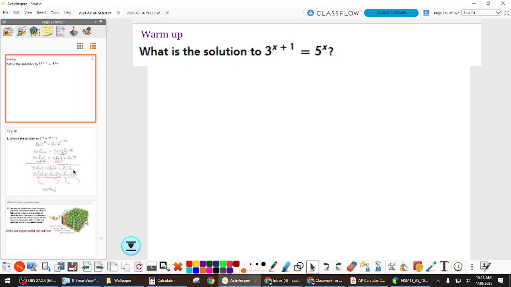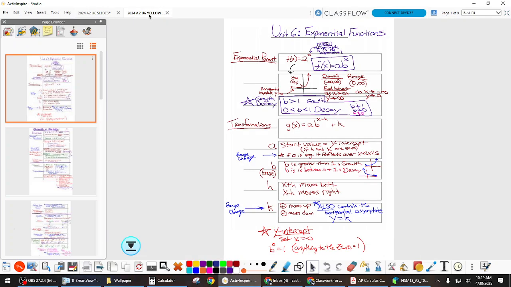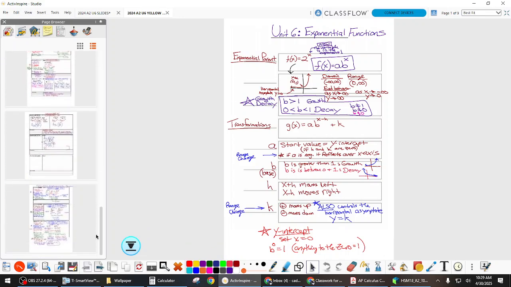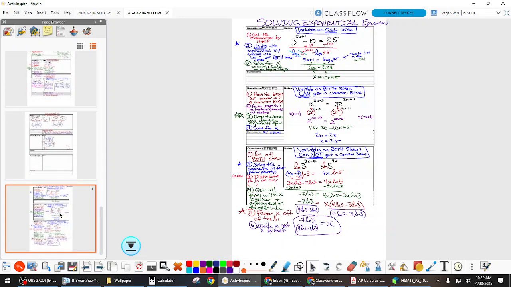So in terms of your strategies, first thing I would recommend is recognizing that this is an exponential equation. So then you can pick which of these methods it is. Which one would you call it? Yeah, it's the third one, right? Variables on both sides, and you can't get a same base.